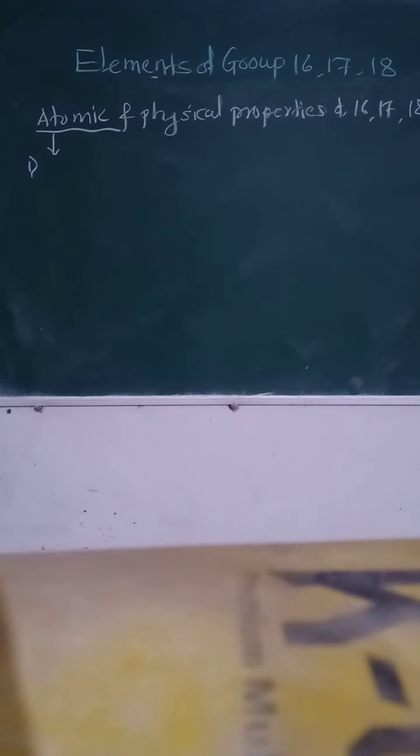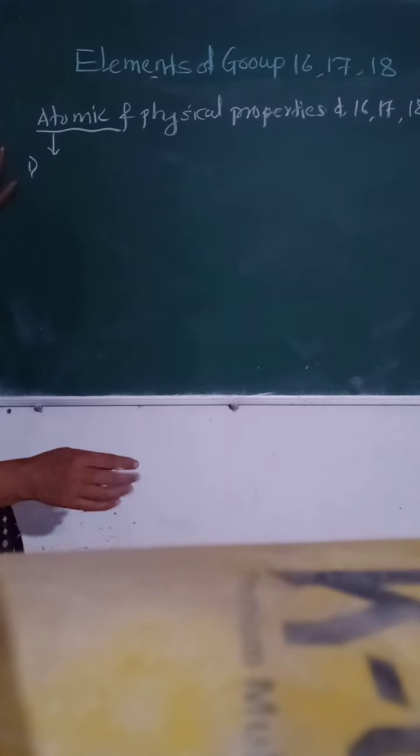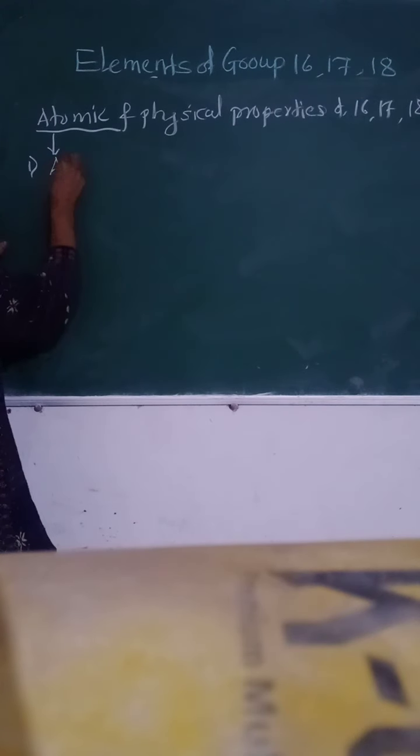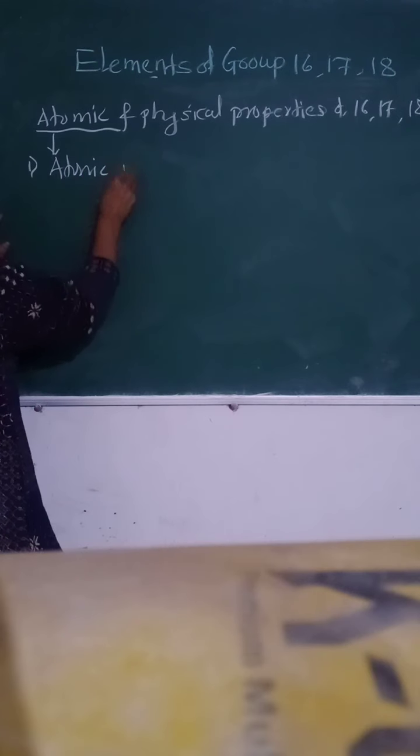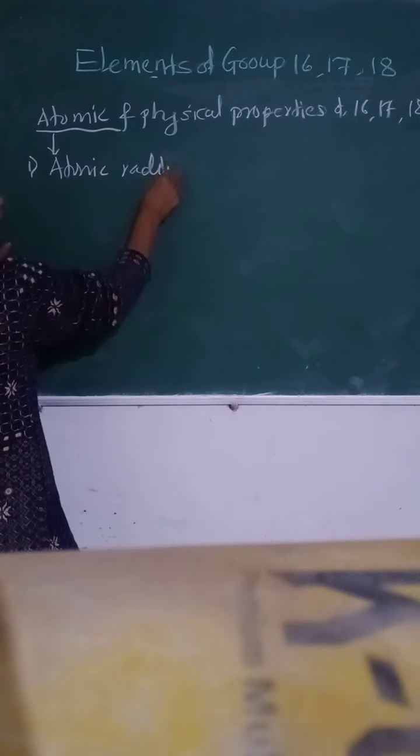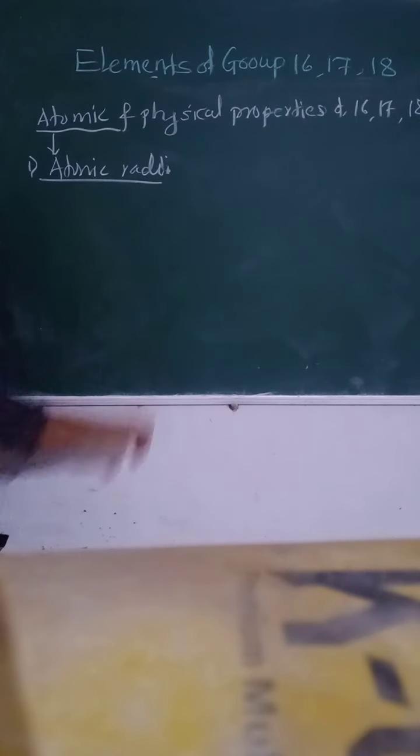Today we have to start the atomic and physical properties of group number 16, 17 and 18. The first atomic property we have to study is atomic radius, or ionic radius. Atomic radii are related to the size.